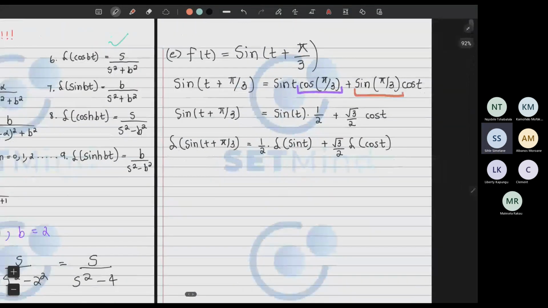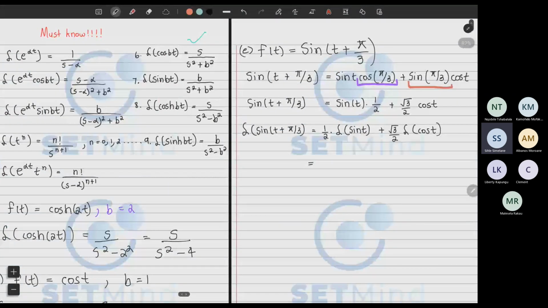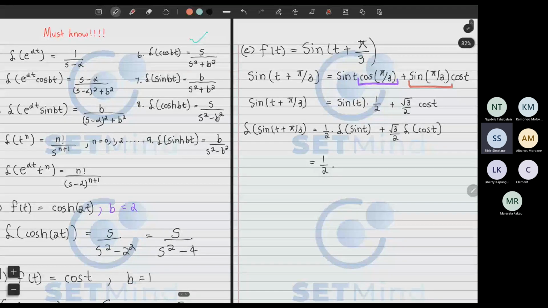So if we quickly zoom out and look at our table or our equations, we should have a half times the Laplace transform of sine bt. The b is 1 there, so it's going to be 1 over s squared plus 1 squared, plus square root 3 over 2 times the Laplace transform of cos bt. It is s over s squared plus 1 squared.